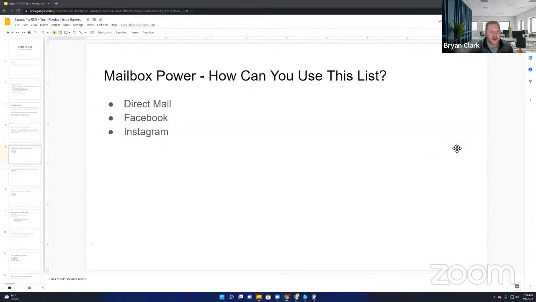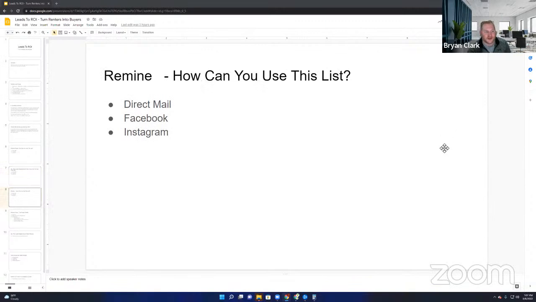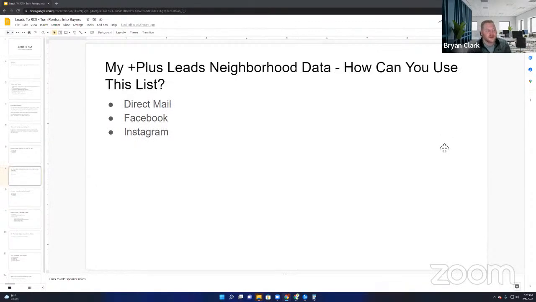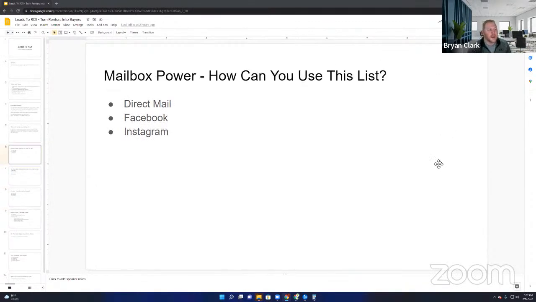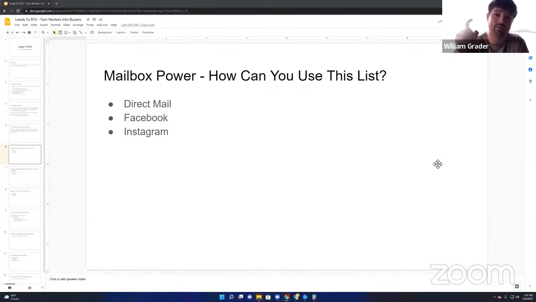Now, what type of marketing can you guys do with each of these platforms? And these three slides are essentially the exact same, so I'm going to go over them together. And then once we're done with this slide, we're actually going to jump into Mailbox Power, and we're going to show you guys how to build the list. We're then going to jump into Remine, do the exact same thing, and MyPlusLeads, so you guys get some insights on that. And guys, Kelly is also here. I just want to let you know, Bryan, in case you didn't see him.